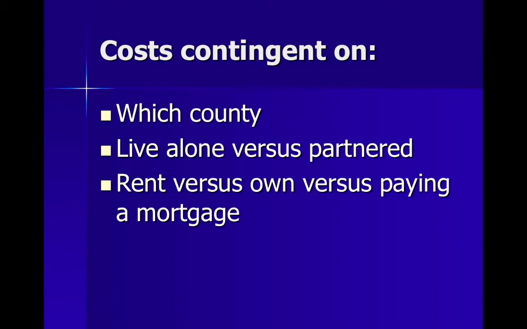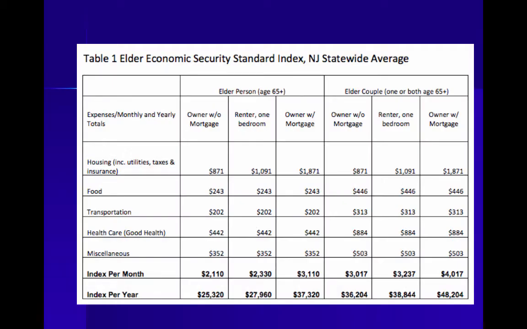Acknowledging these differences, the researchers were able to specify what the monthly costs are on average for various subgroups of older adults. The table here shows the figures for New Jersey on average, although it is important to note that we could replicate this table and specify it for every county in the state.